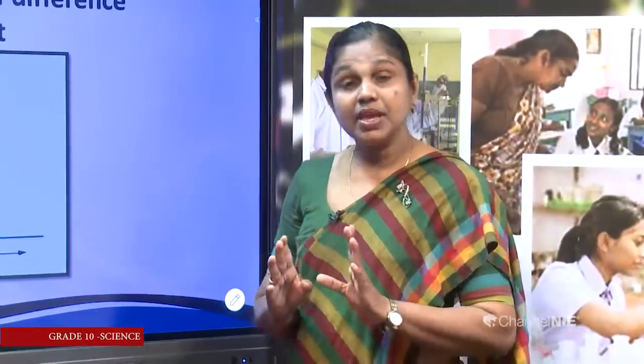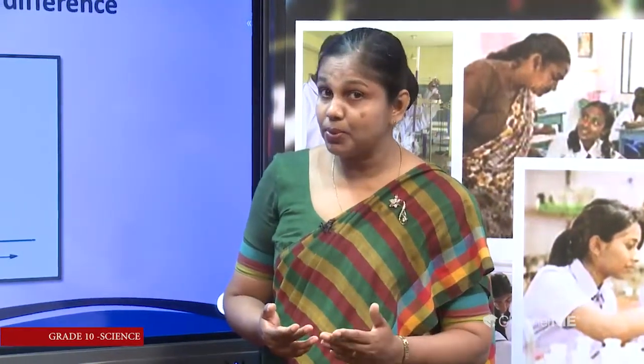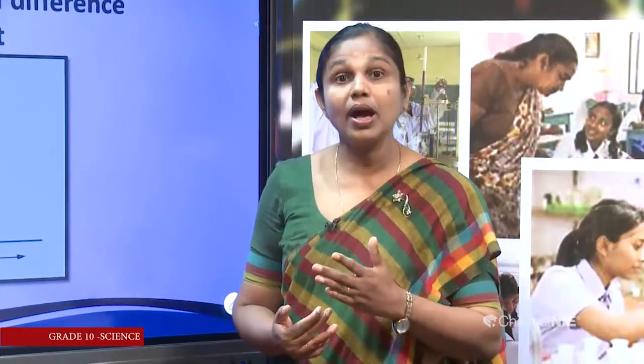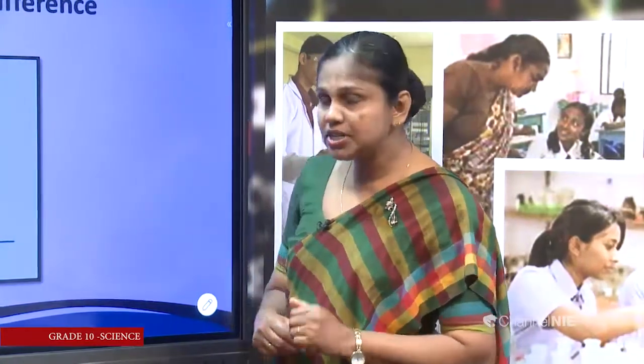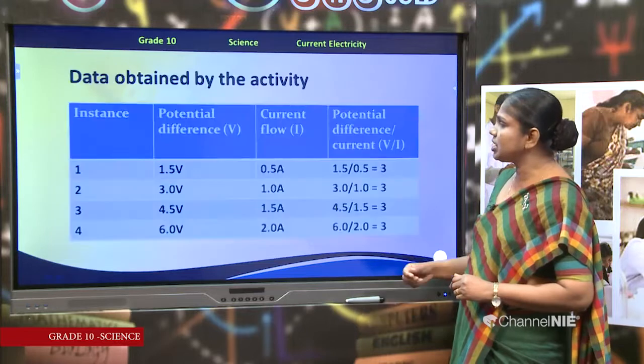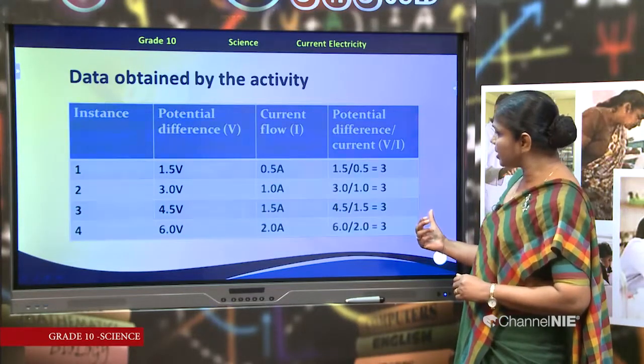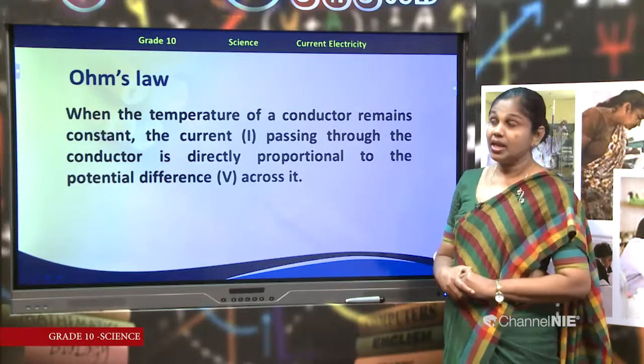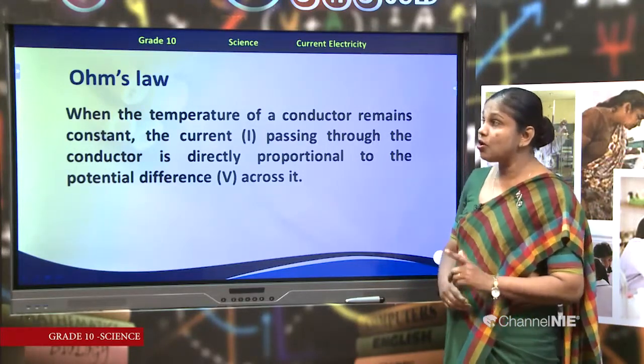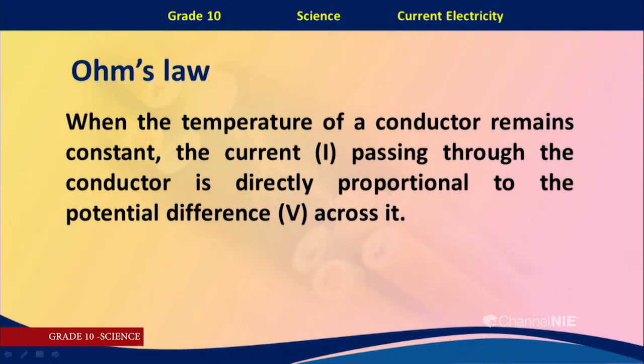That means these two have a direct proportion. Direct proportion. That means potential difference V is directly proportional to the current flow I. This is the relationship that we wanted to find. This relationship is given as a law. This law is called Ohm's law because this was found for the first time by the scientist Georg Simon Ohm.